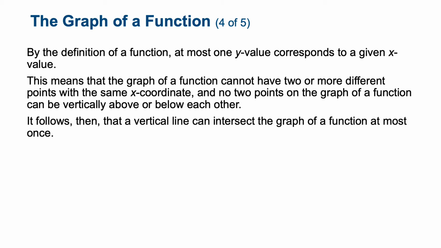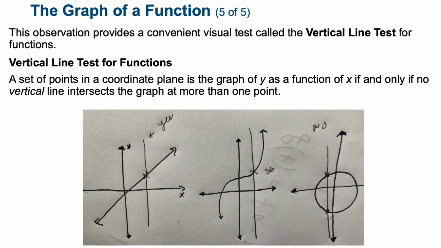So if you have a graph of a function, this introduces the vertical line test. The vertical line test is a test to see graphically whether it's a function or not. The vertical line test says a set of points in a plane is the graph of y as a function of x if and only if no vertical line intersects the graph at more than one point.